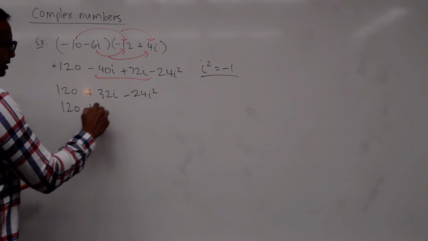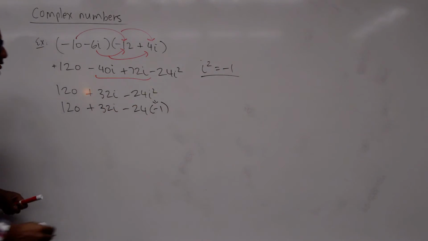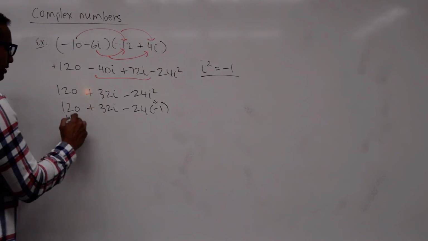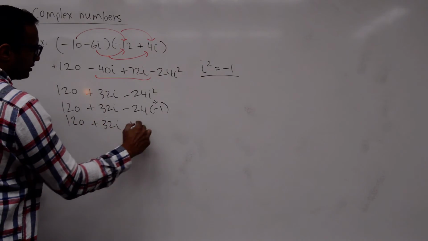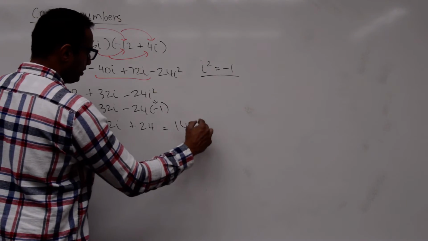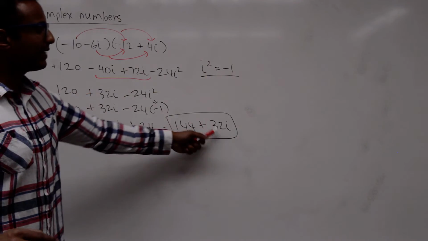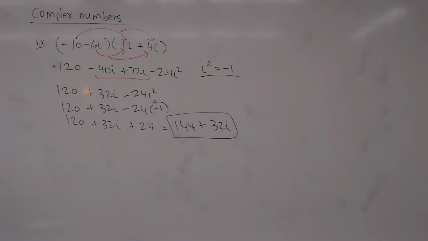So we got 120 plus 32i minus 24 times negative 1. The i squared gets replaced by negative 1. That makes it 120 plus 32i plus 24. And if I combine my like terms, so 120 plus 24, this will give me 144 plus 32i. Make sure you write the real part first and the imaginary part second to put it in the standard form of a complex number. Okay, so that takes care of multiplication. Now the last thing we're doing is division.